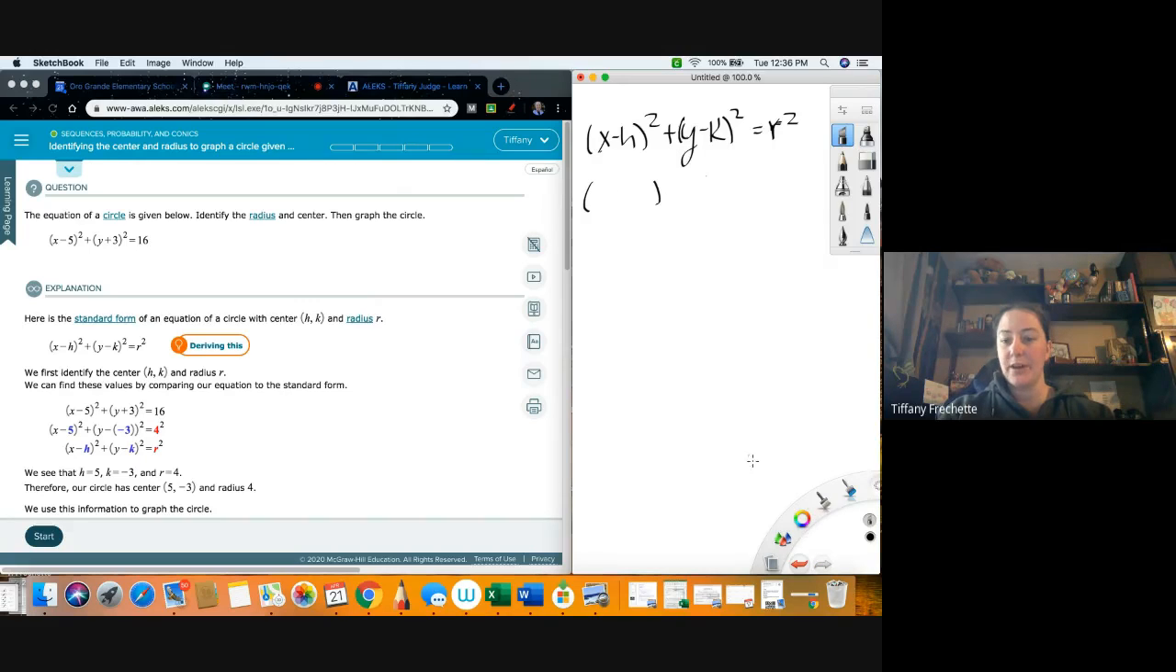So we have this point here, and I'm going to change my colors. So we have h. Well, that's a little different. We haven't had an h before. h is the x-coordinate of your center. And I'm going to put a comma here. Then we have, and here I'll do this in blue, k. And k is the y-coordinate of your center.